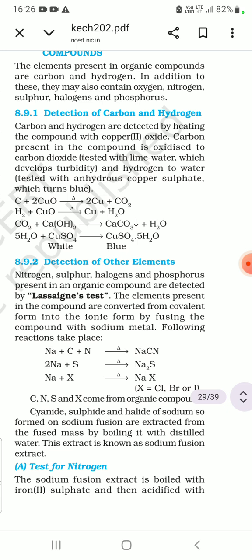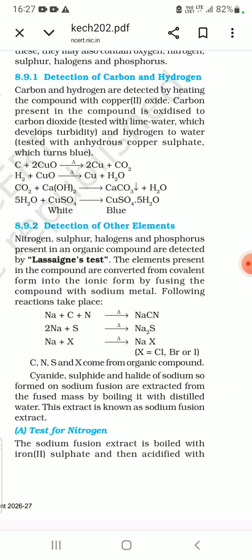The first topic is the detection of hydrogen and carbon. Carbon and hydrogen are detected by heating the compound with copper(II) oxide. Carbon present in the compound is oxidized to CO2, which is tested with lime water and develops turbidity. Hydrogen is tested with anhydrous copper sulfate, which turns blue.